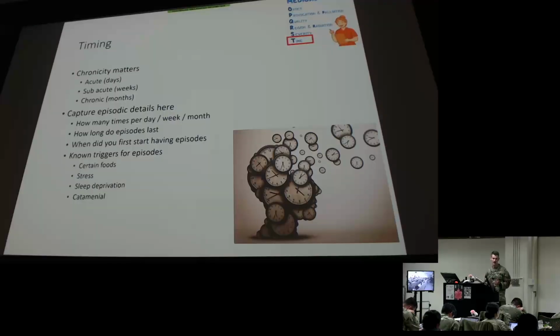You can use these for chest palpitations, you can use this for weird neuropathies. And then when do we first start having episodes? And then ask for the triggers that happen with each of these episodes. Certain foods, stress, sleep deprivation are very common.